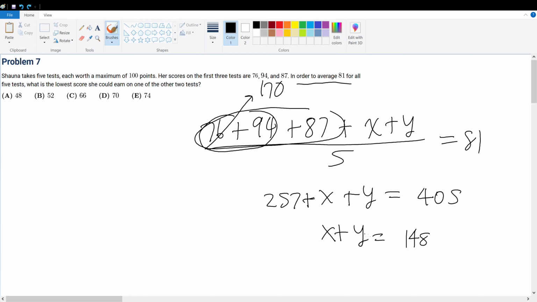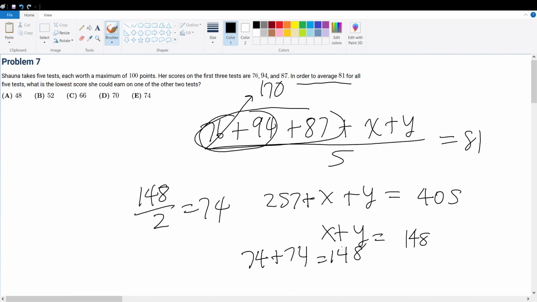So if we were to divide the 148 by 2, that would give you 74. So 74 plus 74 is equal to 148. And that would just mean that the lowest score she can earn on the other 2 tests is not necessarily 74, because we can go lower. It could be like a 73 with a 75. That would still work. So it cannot be 74. That's out of the way. 74 is just a reference point for you to understand where I can go about making this happen.